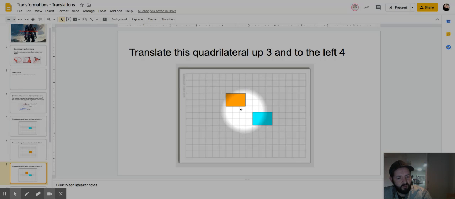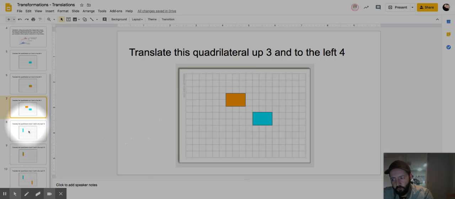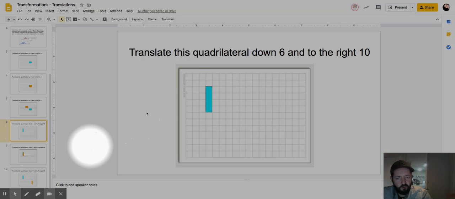It's probably easiest to start at our starting point here and then just recognize that our original rectangle was 3 squares wide and 2 squares tall, and then we can confirm it that way, which is much easier than counting 3 additional vertices. Okay, so that's example one. Let's have a look at one more example here. Here's my starting object. It is 1 wide and 4 tall, and the question here is asking us to translate this quadrilateral down 6 and to the right 10.